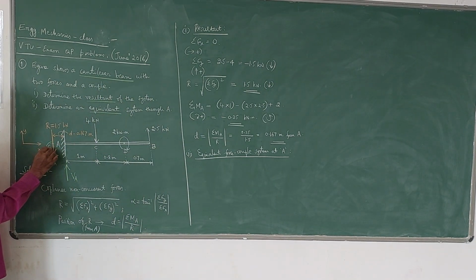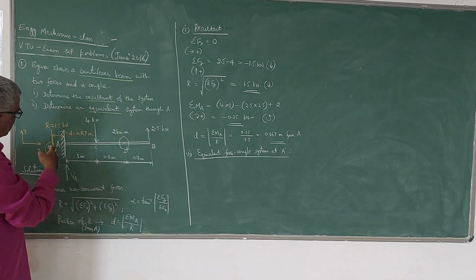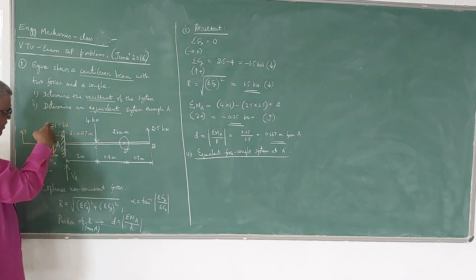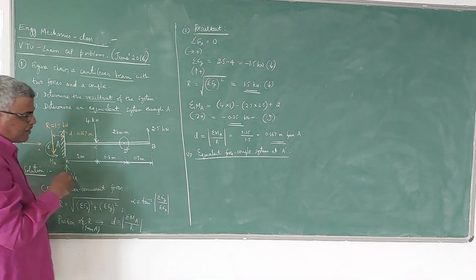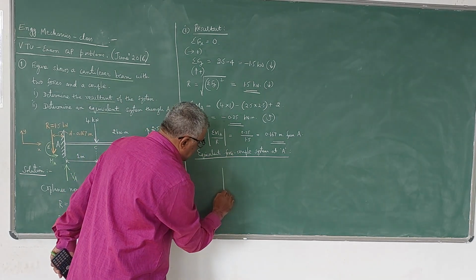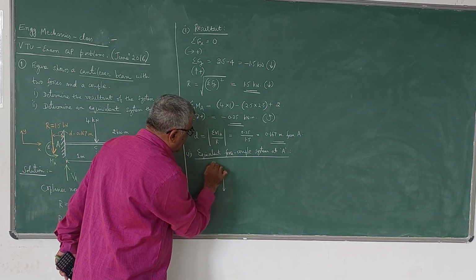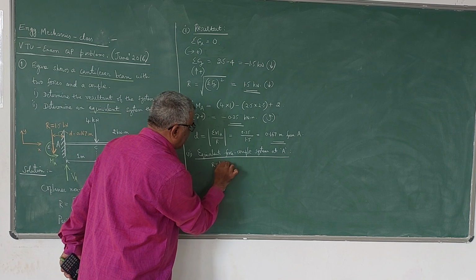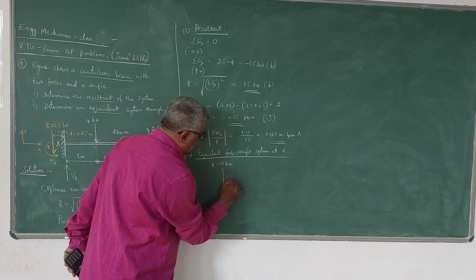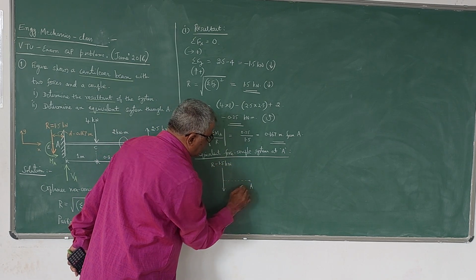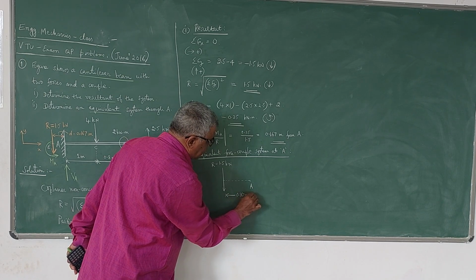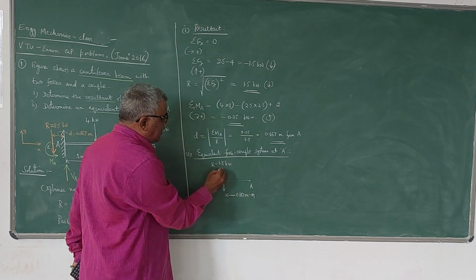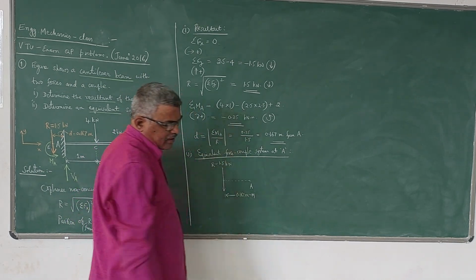Now it is acting at some other point here, maybe I will take this as E. So the resultant is acting at E. Now I have to transfer this resultant force acting at E to a force couple system acting at A. So for that, what we have to do here is, this is R. We have got 1.5 kN, and it is acting at a distance of 0.167 meter, like this.